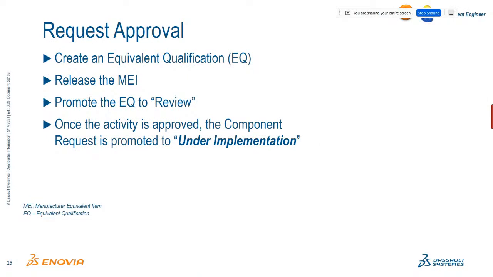So now, when we start dealing with this equivalent qualification in this specific step, we create now the equivalent qualification. We wanted to show you that it's not just general, but you have also the ability to create another type of qualification. So we are creating the equivalent qualification, then we release the MEI, and then we promote the equivalent qualification to review, because then we have a review process and we need to continue this activity. There'll be some other teams involved here, and then we will promote the whole request to under implementation.